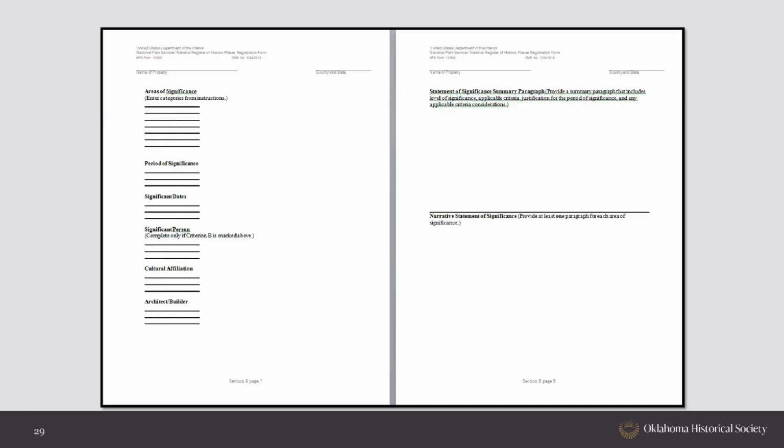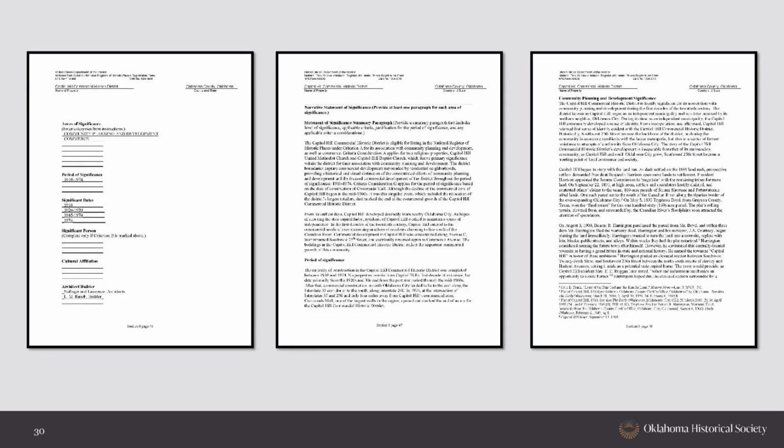And then getting into section 8, your areas of significance. This is where you're going to be making your argument of why this resource or these resources are eligible for the National Register. So for example, for Capitol Hill, we use community planning, development, and commerce. The period of significance is typically, if it's a single house, when it was built. For this, it's a district.